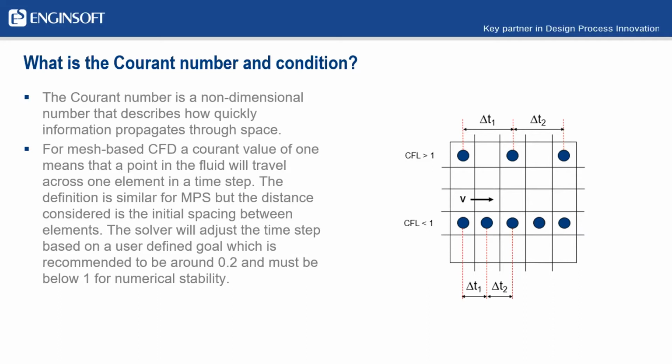For mesh-based CFD, a Courant value of 1 typically means that a point in the fluid will travel across one element in the time step. This is pretty similar to what's going on in Particleworks. The only difference is we're defining the distance between particles, and we're using that initial spacing to set up this Courant condition. Again, the recommended value for this Courant number is 0.2. Particleworks allows up to 1 just for numerical stability.